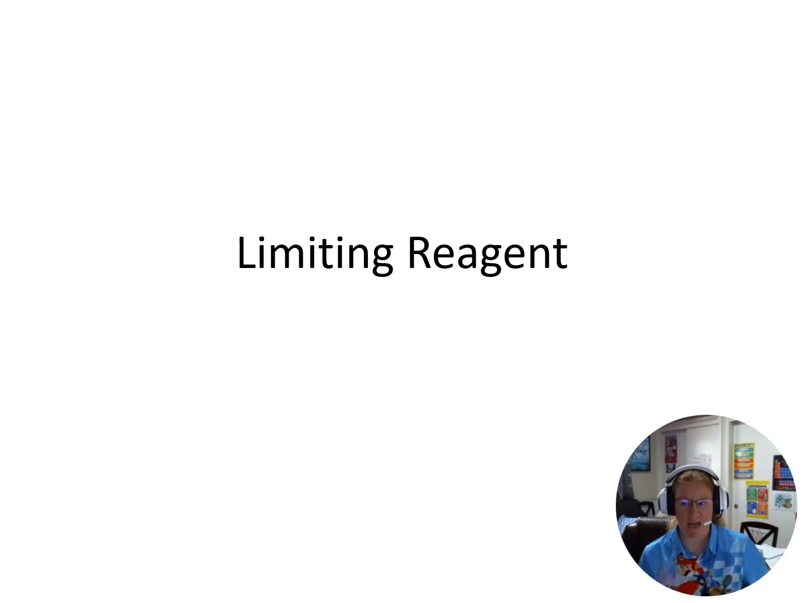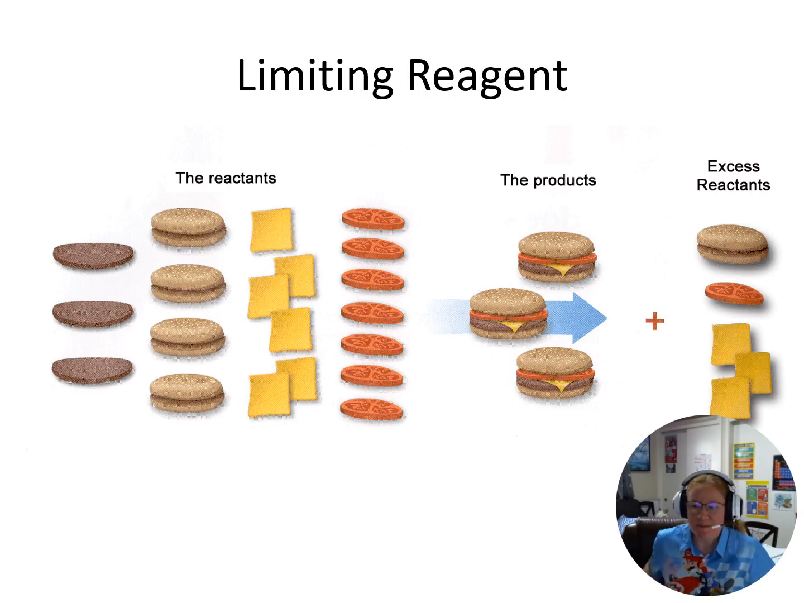Limiting reagent. Up till now, we've dealt with situations where we had an amount of reactant A and an excess of reactant B. What if we have a definite amount of reactant A and a definite amount of reactant B? How do we figure out how much product we can form? So here's just kind of an easy visual example.